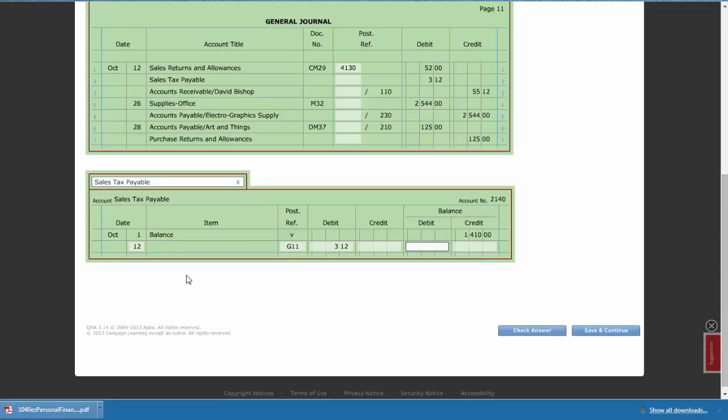Now you will notice sales tax payable has a credit balance of $1,410. But I am debiting it $3.12, so I have to subtract, because I have a customer that returned items, so I don't owe as much sales tax. So my new balance of sales tax should be $1,406.88. So make sure you subtract there and put it as a debit, not adding it.